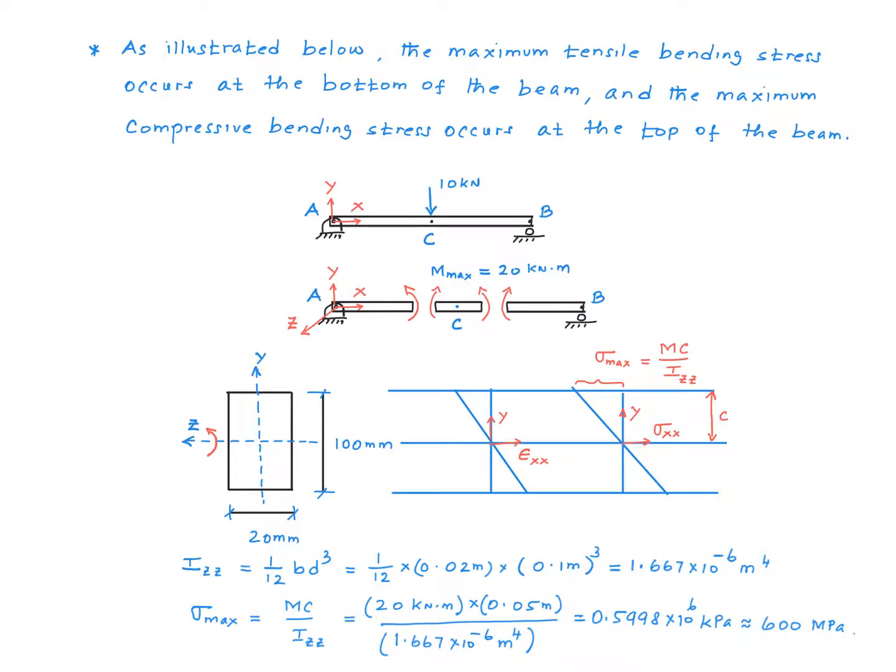So you simplify that, we get a value of 1.667 times 10 to the minus 6 meter to the power of 4 for Izz. Now you plug in the numbers for all three parameters in this equation, and we get a value of 600 megapascal for the maximum bending stress. Once again, remember the maximum tensile bending stress is 600 megapascal, which happens over here. And then the maximum compressive bending stress is also 600 megapascal, which happens over here.